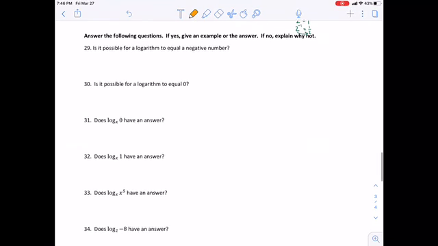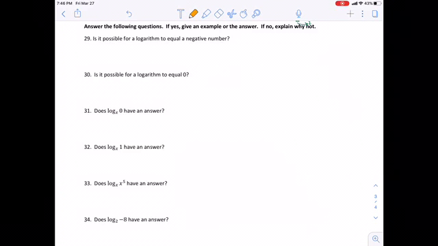Let's talk about this last section. It says to answer the following questions. If the answer is yes, give an example. If no, explain why not. So 29, is it possible for a logarithm to equal a negative number?